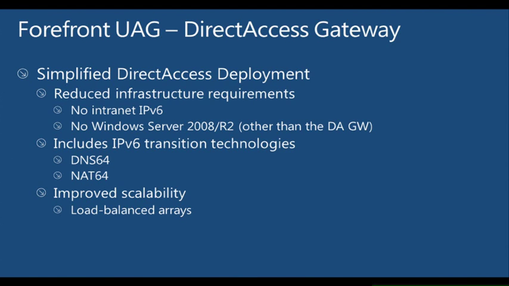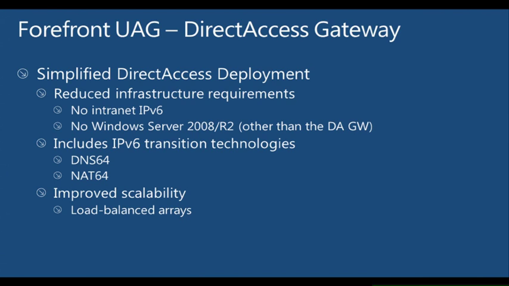Now, the advantage, I think, with UAG with regards to DirectAccess is that it includes some transition technologies that allow the DirectAccess clients, which always talk IPv6, to talk to your native IPv4-only resources. UAG includes the DNS64 and the NAT64 transition protocols. Those are a part of UAG, so if you're deploying Windows Server 2008 R2 DirectAccess today, I strongly encourage you to deploy UAG as the DirectAccess gateway, and that way you get these capabilities and benefit from them today.